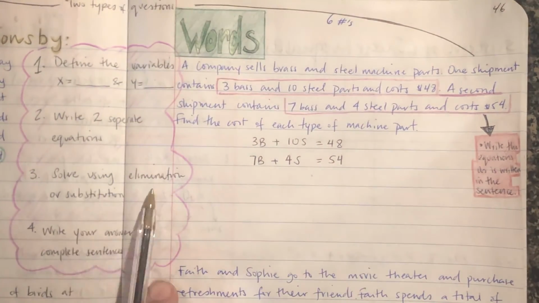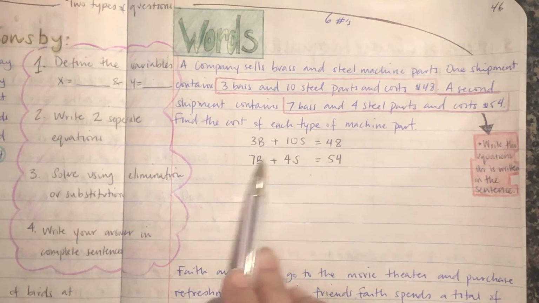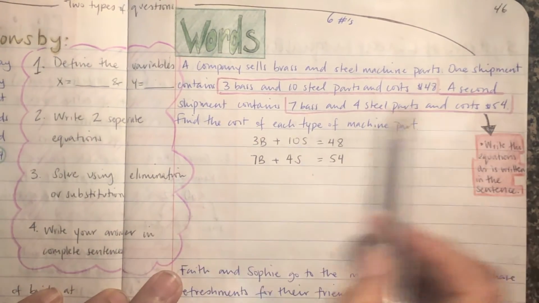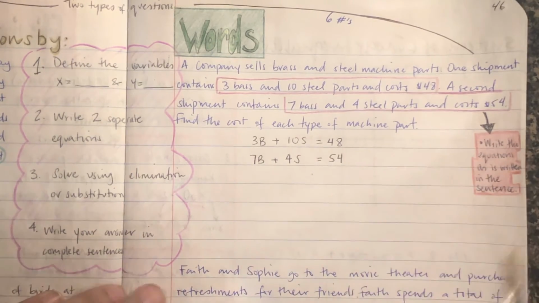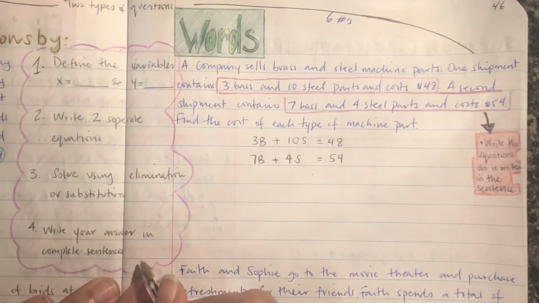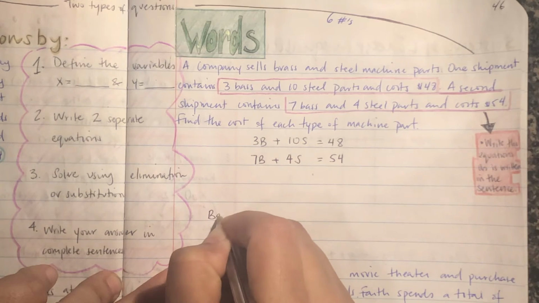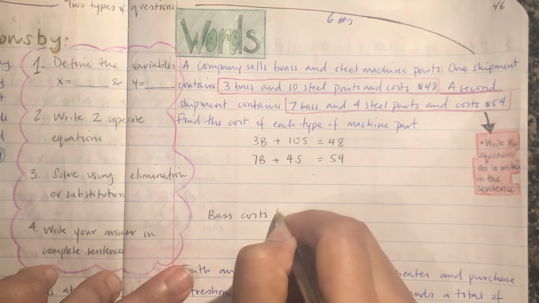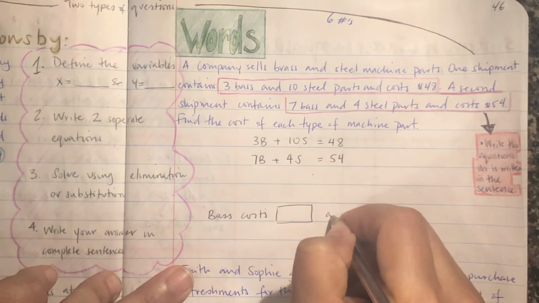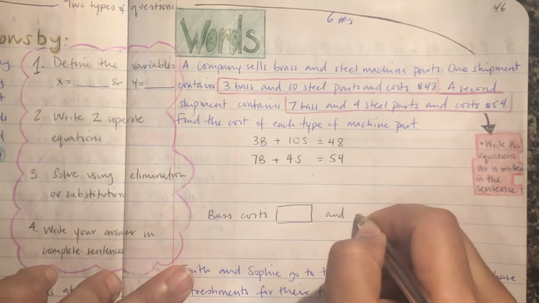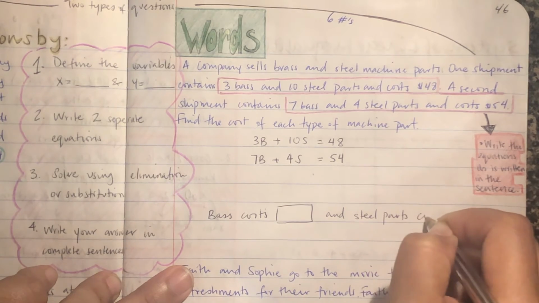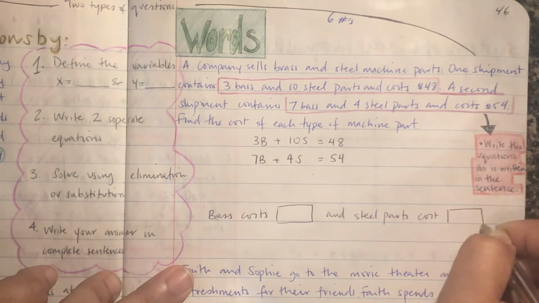Okay, then you use elimination and substitution to find B and S, and then write your answer in a complete sentence. When you finish, find the cost of each type of machine. All right, so you would say, write your answer in a full sentence. Brass costs whatever answer you would have gotten, and steel parts cost whatever answer you would have gotten.